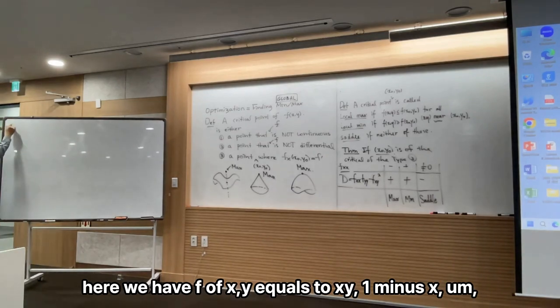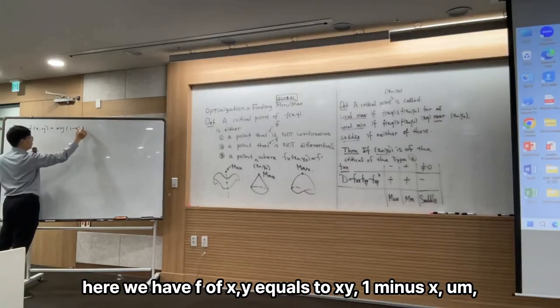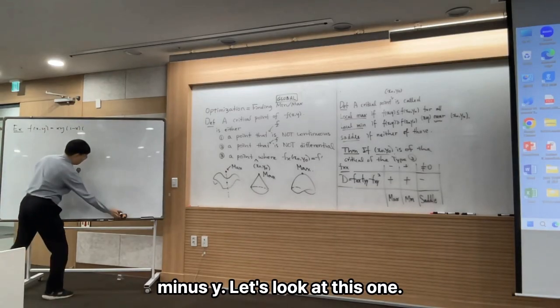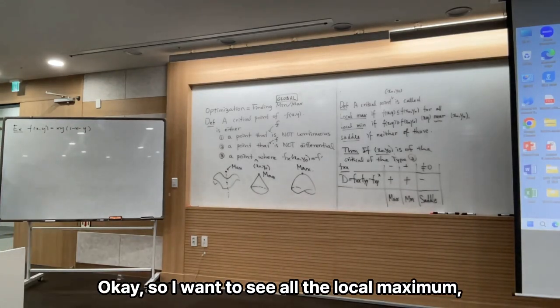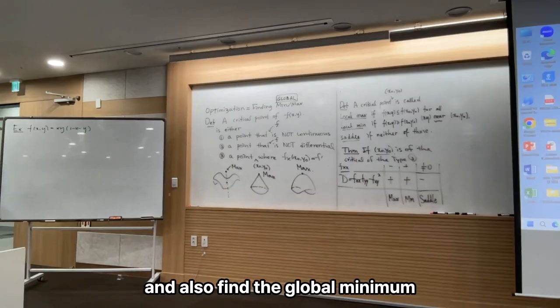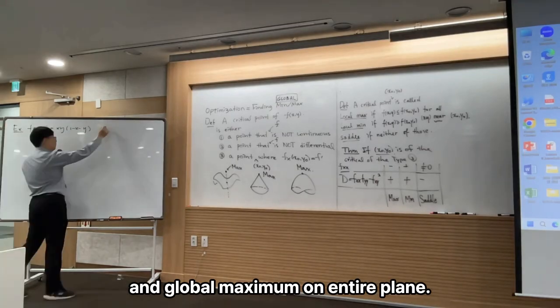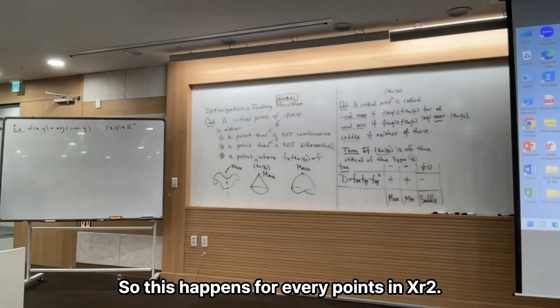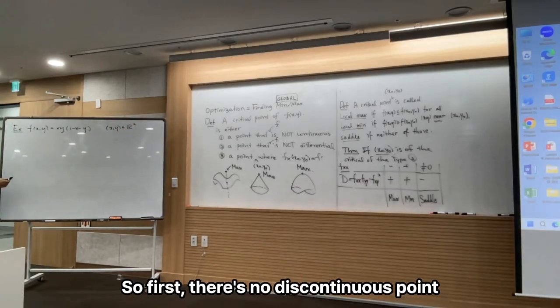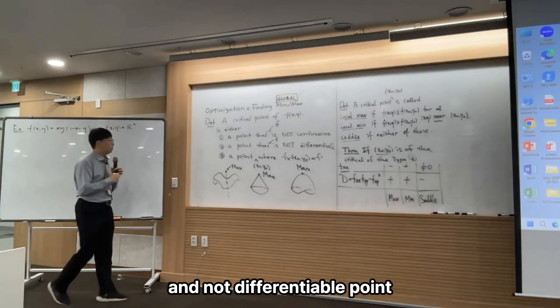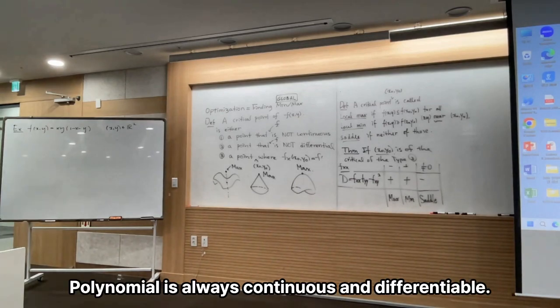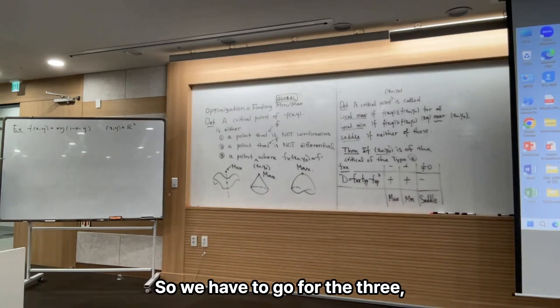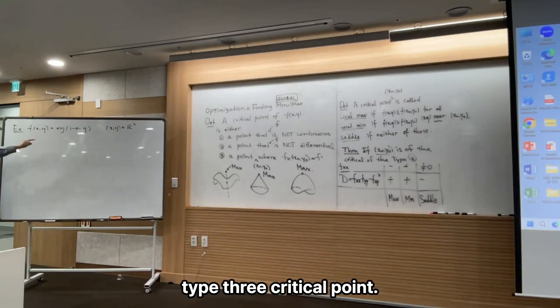Here we have f of x, y equals xy times (1 minus x minus y). Let's look at this one. I want to find all the local maxima and local minima, and also find the global minimum and global maximum on the entire plane. So this happens for every point in R2. First, there's no discontinuous point and no non-differentiable point because this is a polynomial. A polynomial is always continuous and differentiable. So we have to go for the type 3 critical point.